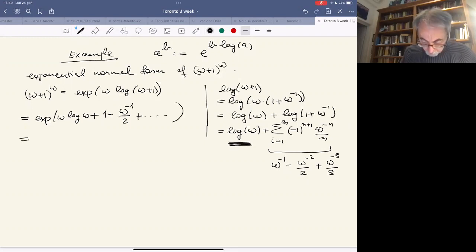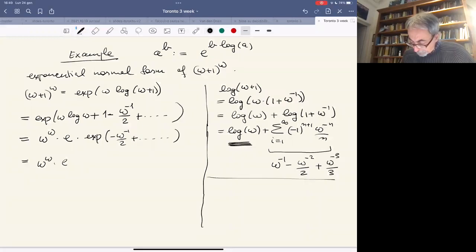This is equal to exp of omega log omega, which is just omega to the omega. Then there is exp of one, which is just e. Then there is exp of the infinitesimal part, which is minus omega to the minus one over two plus blah, blah, blah. Okay, so this is omega to the omega times e.